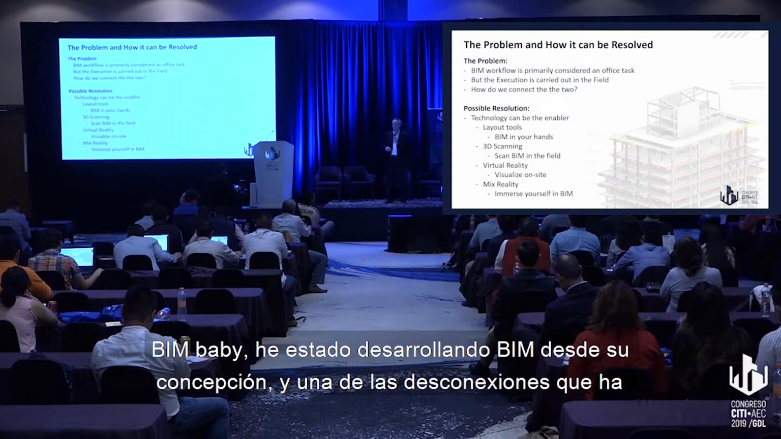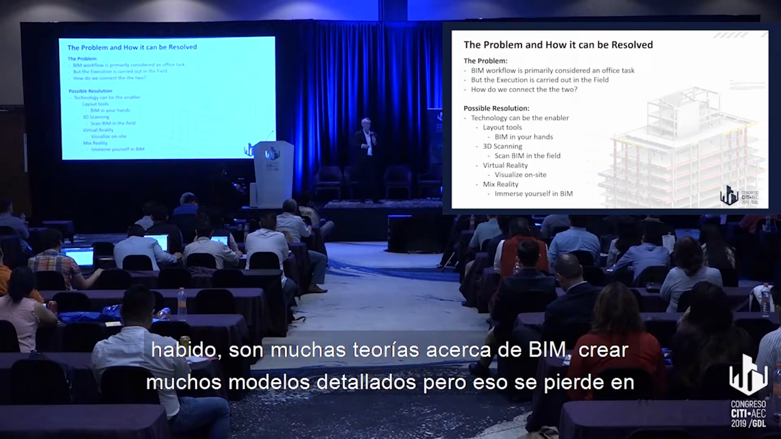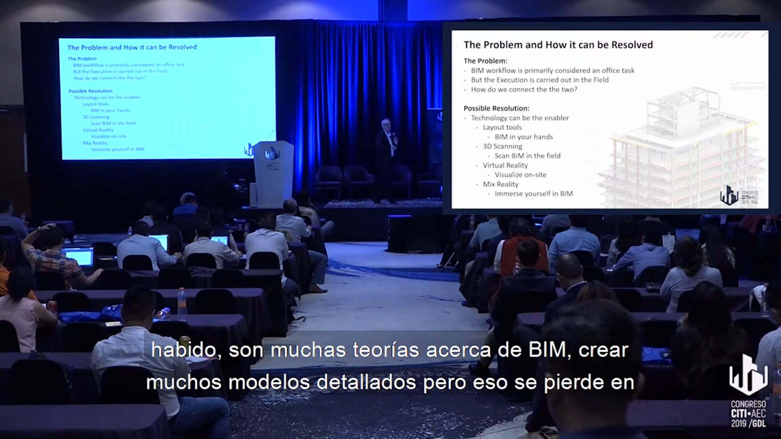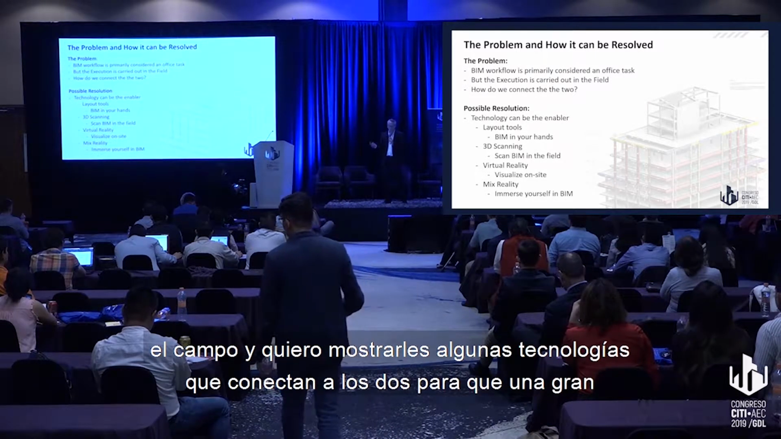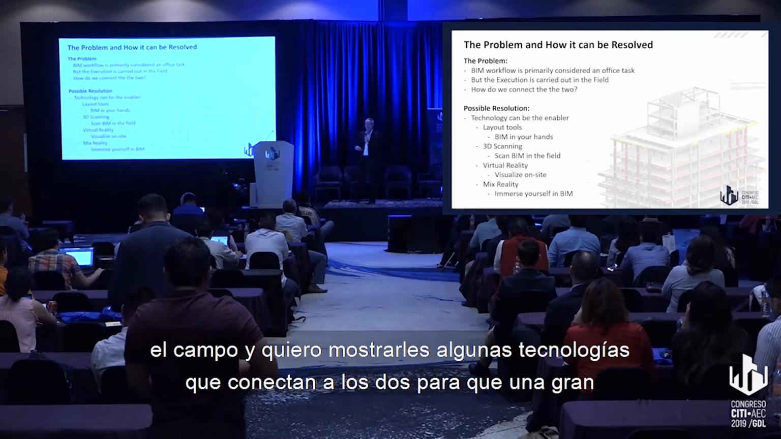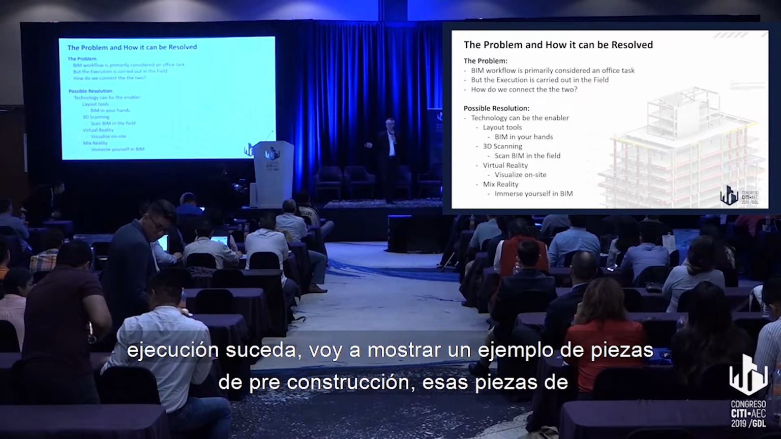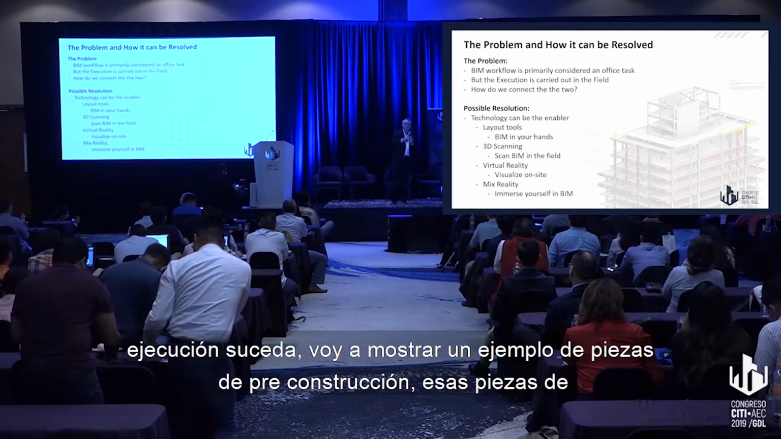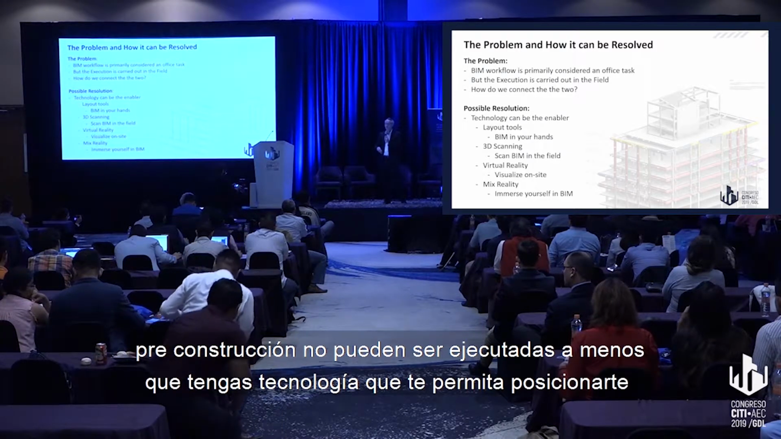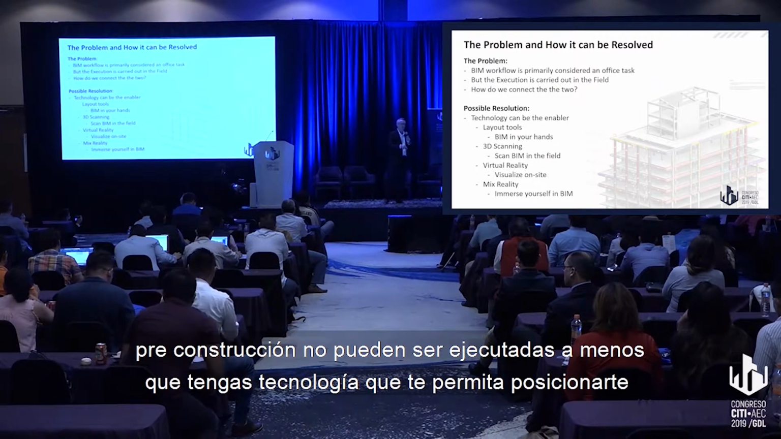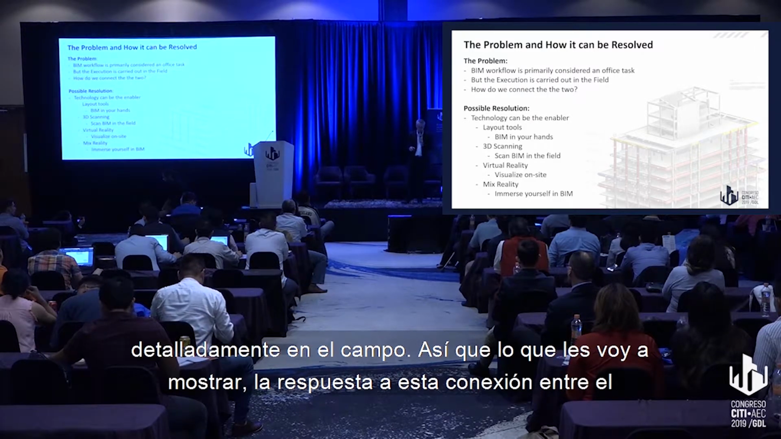One of the disconnects has been lots of theory about BIM, creating lots of detailed models, but that is lost in the field. And I want to show you some technologies that are going to connect the two together so that great execution happens. Moises showed an example of lots of pre-construction pieces. Those pre-construction pieces cannot be executed unless you have technology that allows you to position very precisely in the field.